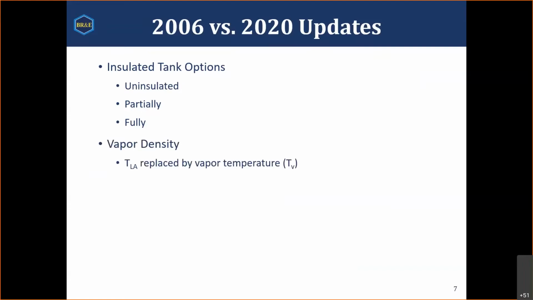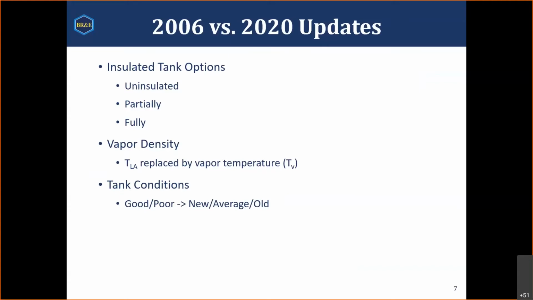The vapor density equation also changed. Previously, TLA, or that liquid surface temperature, was being used in the vapor density calculation. That's been replaced by the vapor temperature, which makes sense. If we're trying to figure out the density of the vapor, we should probably be looking at the temperature of that vapor as well. This has been in the API documentation for a few years now, but we hadn't had an update to AP-42 until recently, and those were applied here.